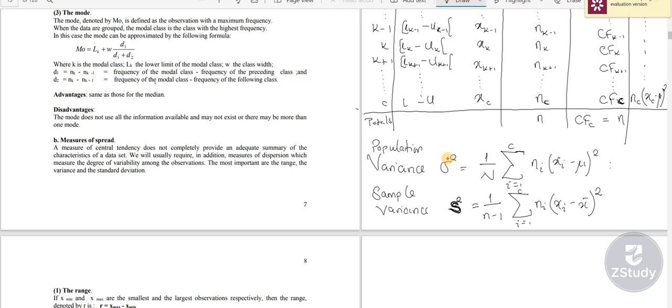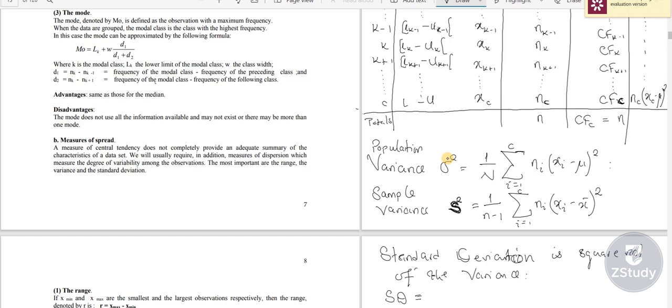The variance, when square rooted, gives us what we call, as a measure of spread, the standard deviation. So the standard deviation is nothing but the square root of the variance. There we go.